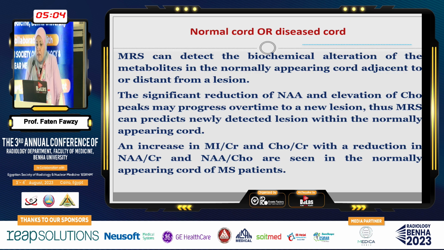So MRS can detect all these biochemical alterations in the normal cord, adjacent or distant from the lesion, with significant reduction of N-acetyl aspartate and elevation of choline peaks that can progress over time to a new lesion. Thus, MRS predicts newly detected lesions within the normally appearing cord, together with the increase in myoinositol/creatine and choline/creatine, and reduction of N-acetyl aspartate/creatine and N-acetyl aspartate/choline ratios.